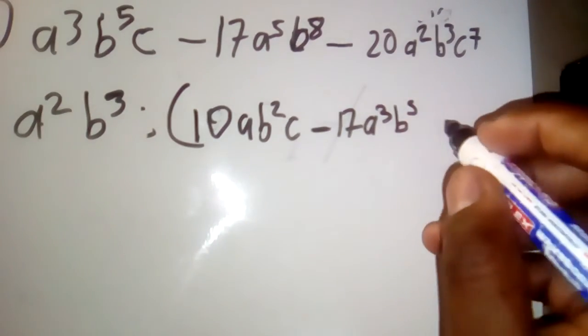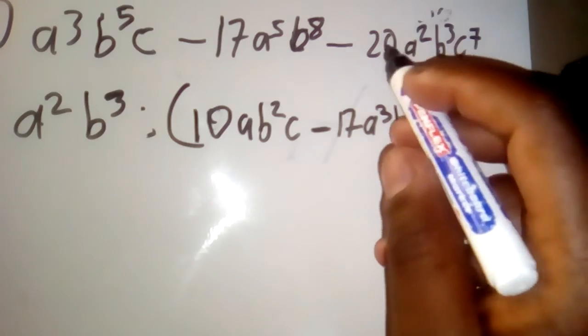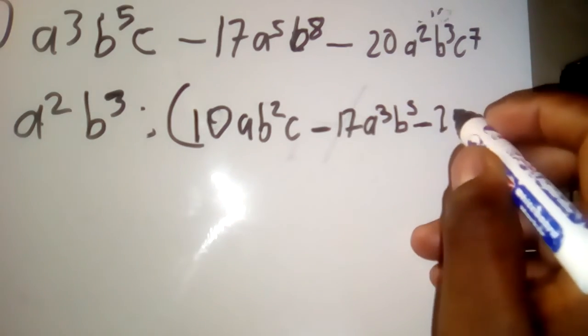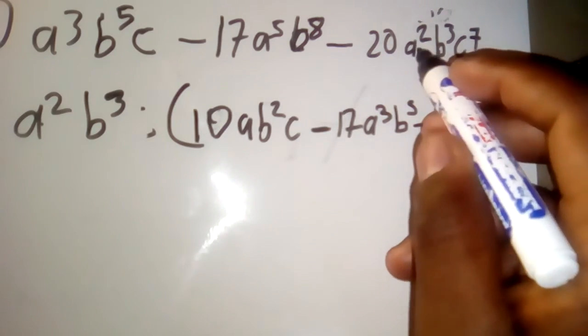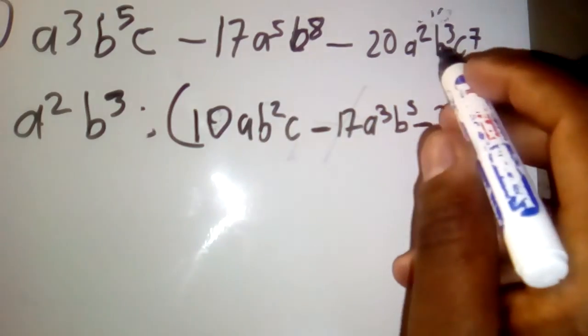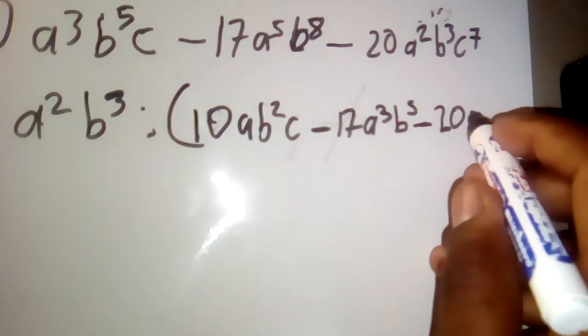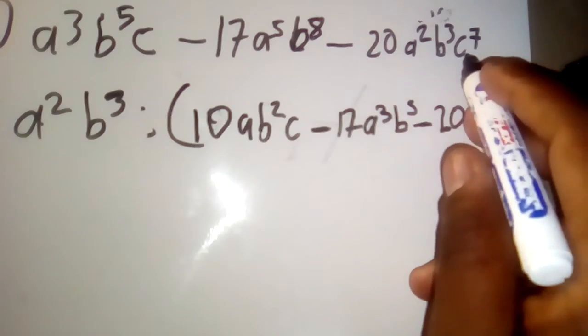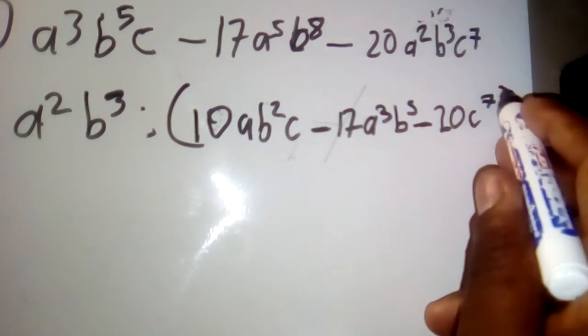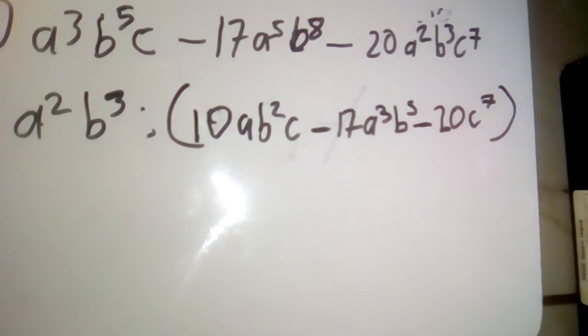And we're running out of space there. There's nothing to divide 20 by, so it remains there. Then a squared and a squared cancel, b cubed and b cubed cancel, and we've got c to the power of 7 left because there's nothing to divide by. It's like dividing by 1. So there we have it. That's the factorized form of it. In my next video I deal with part 2.